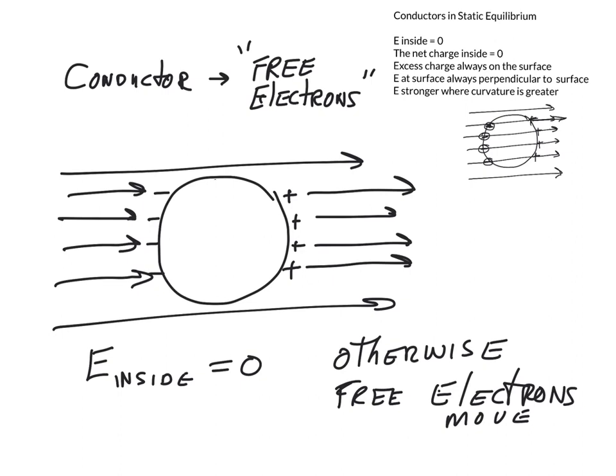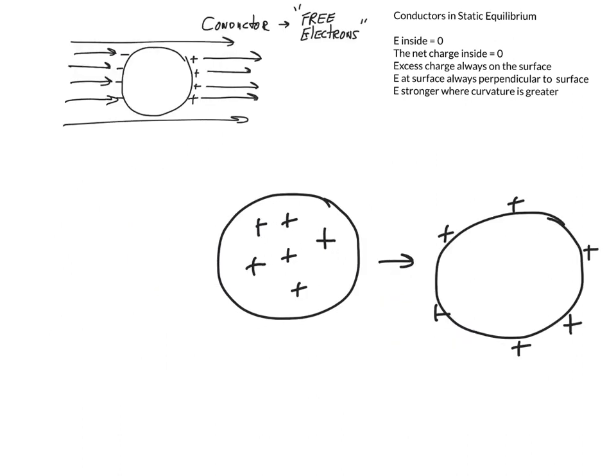But supposing we have a conductor and we put a charge on it. So here's a conductor and I've charged it. I've put 6 charges on it. Well, we know we can't have excess charge inside a conductor. We know if there's charges in there, there's a field. So it's not going to be an equilibrium. Free electrons are going to move.